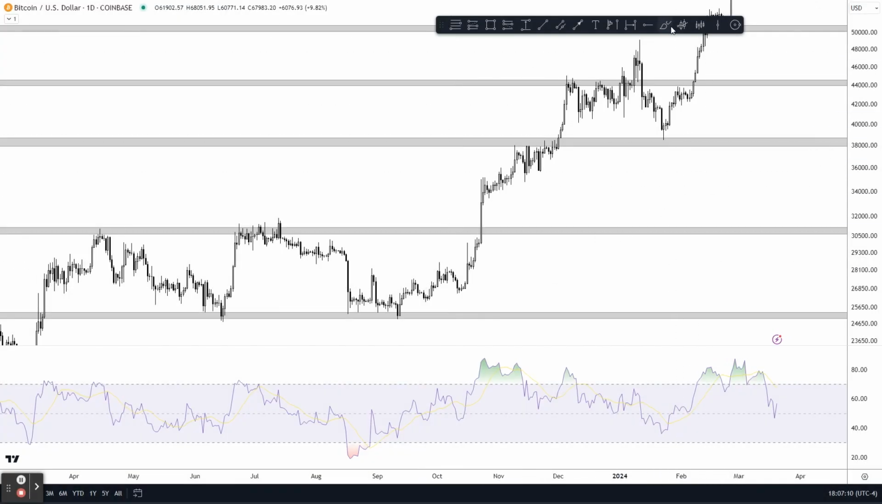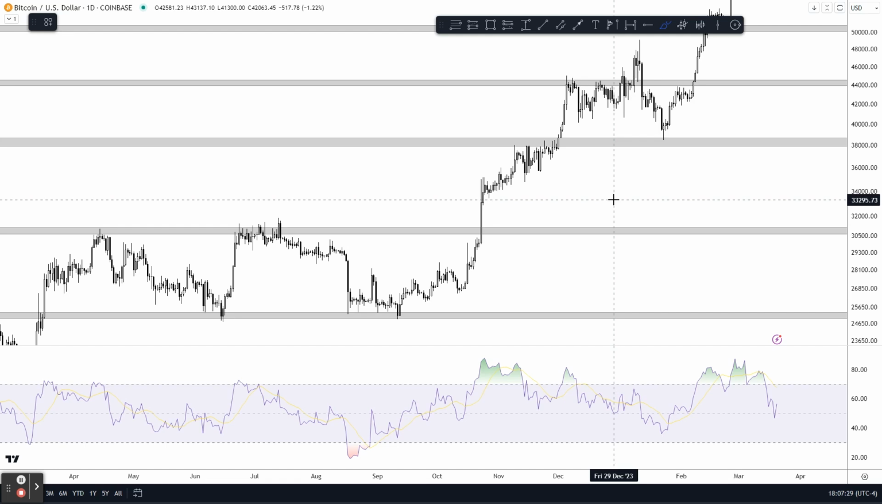So now we're on the Bitcoin chart. We have our RSI up, which is simply the relative strength index. A lot of you know what this is. I don't think I've ever made a video on this because I don't use this indicator, but it's a pretty popular indicator. I would say it's probably one of the most popular retail indicators out there.